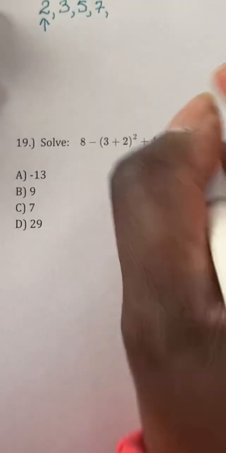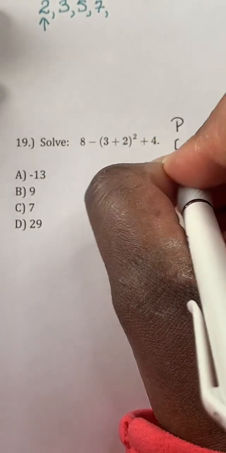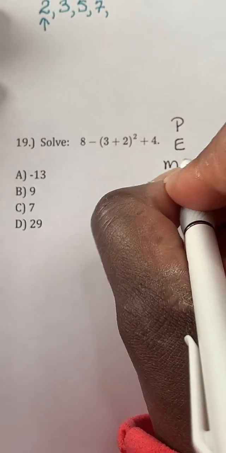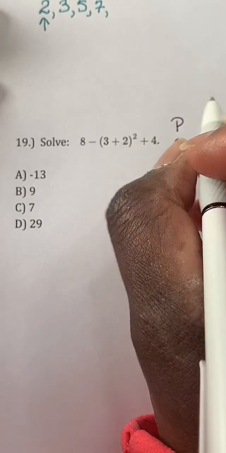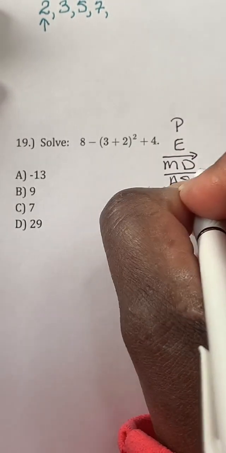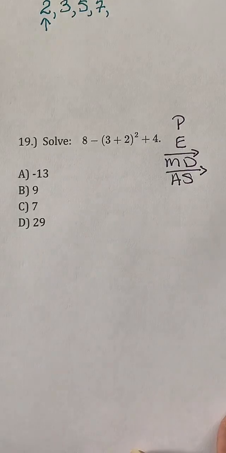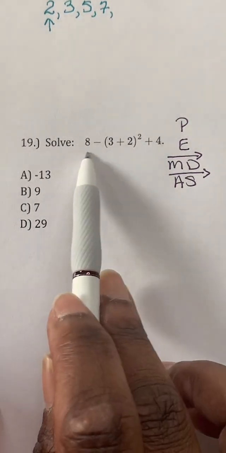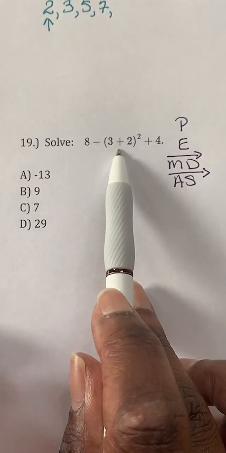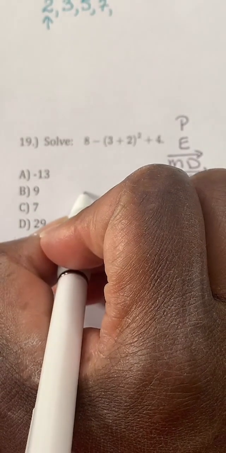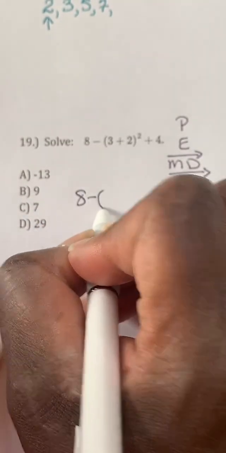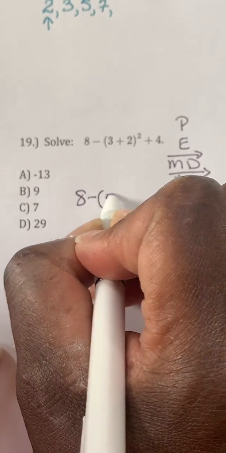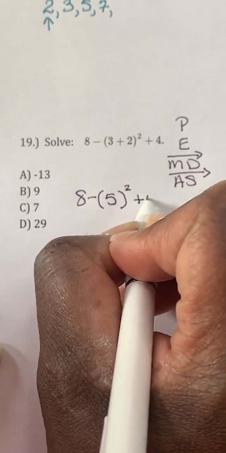let's take a look. Do not forget, please excuse my dear Aunt Sally, from left to right. We have to have a process of ordered operations. If we take a look, we have to do what's inside the parentheses first. So I'm going to bring down my 8 minus, and what's happening? 3 plus 2 gives us 5, and we're going to square it, plus 4.